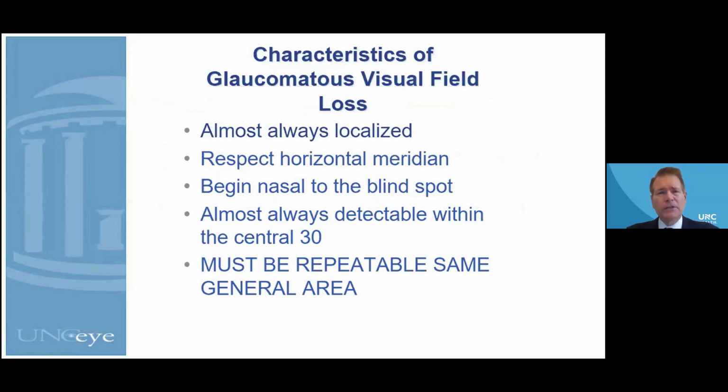These are the characteristics of glaucomatous visual field loss. The defects are almost always localized rather than diffuse. They respect the horizontal meridian. They begin nasal to the blind spot. They're demonstrable within the central 30 degrees, but any defect has to be repeatable in the same general area. And here are some examples of these principles.